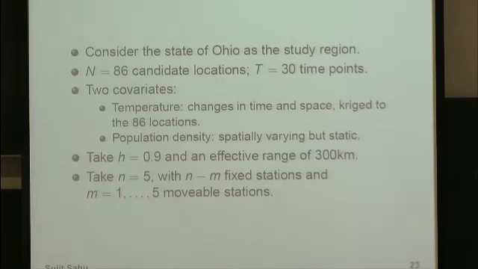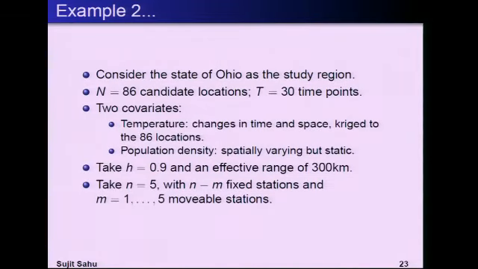So now we'll illustrate how this looks in a practical example. We consider the state of Ohio as a study region, and we take 86 candidate locations at t equal to 30 time points. That's roughly a month. We have two covariates: temperature, which changes in time and space and has been created for the 86 locations because we need those xt values, and this temperature is the most significant covariate from our earlier study. The other is population density, which is spatially varying but static, at least within the month or so. We take h equal to 0.9 and an effective range of about 300 kilometers. This is about 60% of the maximum distance between any two locations in Ohio.